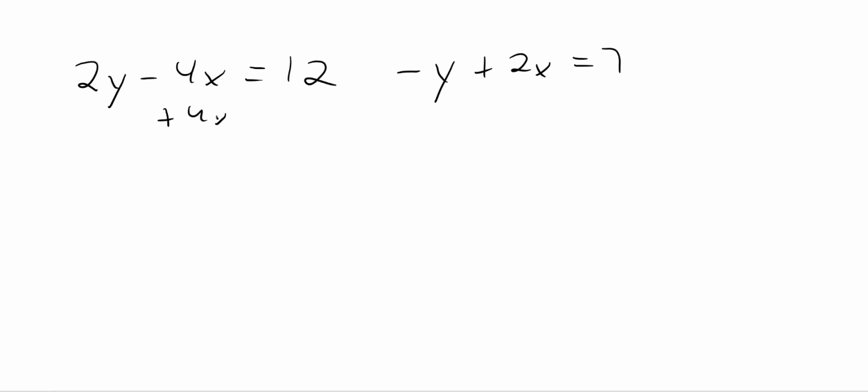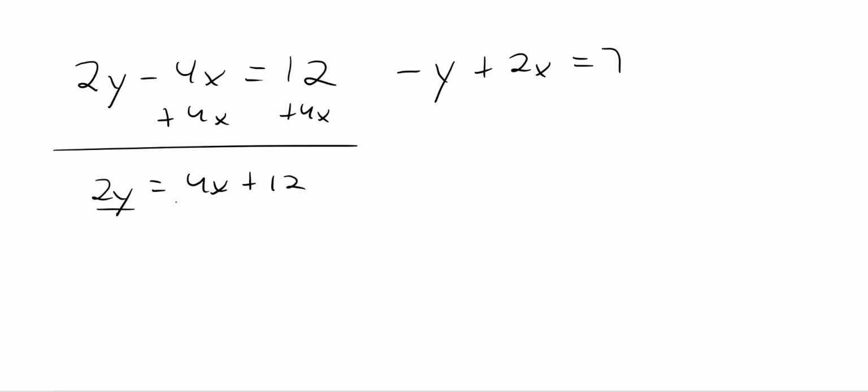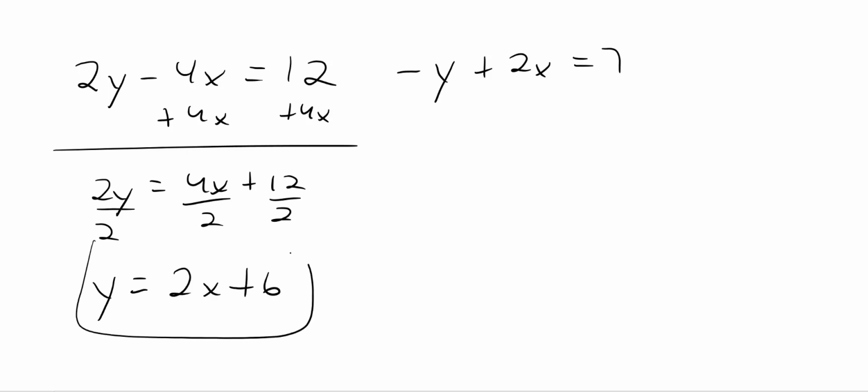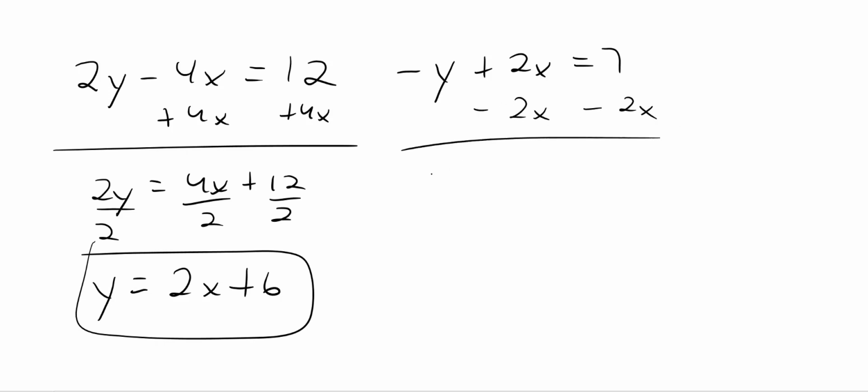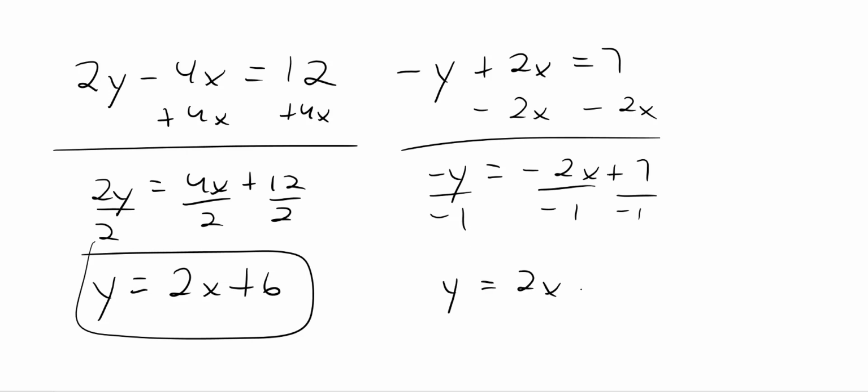Plus 4x, and we get 2y is equal to 4x plus 12, divided by 2. Got to know how to solve for y. If you don't know how to solve for y, it is not a good thing. So y equals 2x plus 6. Okay, that's the first equation. And this one, I'm going to subtract 2x. So I get negative y equals negative 2x plus 7, and divide by negative 1. Solve for y: y is equal to 2x minus 7. Okay, so that's my second equation.